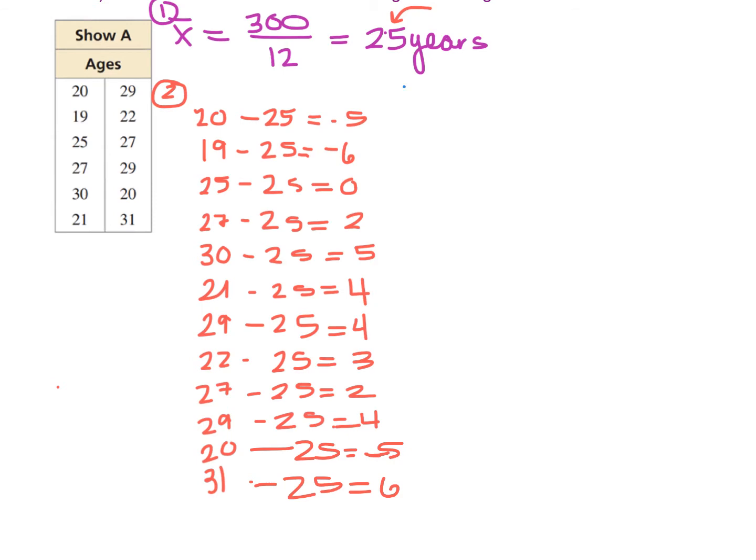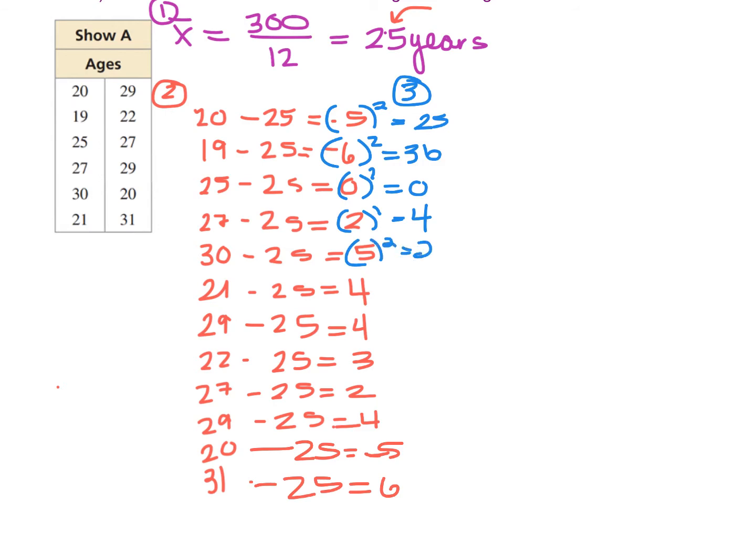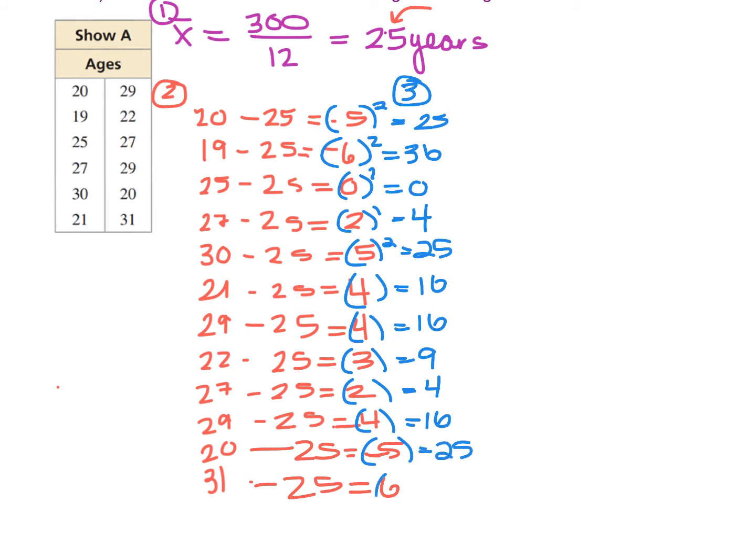Then our third step here is to square all of those deviations. So we're going to square each one of these. So we end up with 25, 36, 0, so we're squaring all of those, 4, 25, 16, 16, 9, 4, 16, 25, and 36. So we found our mean.